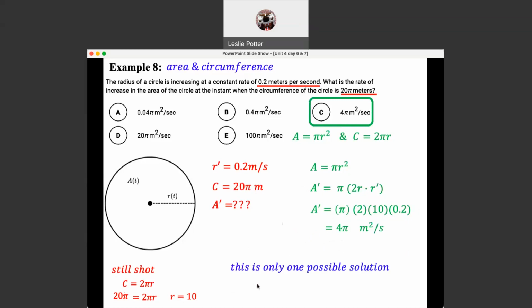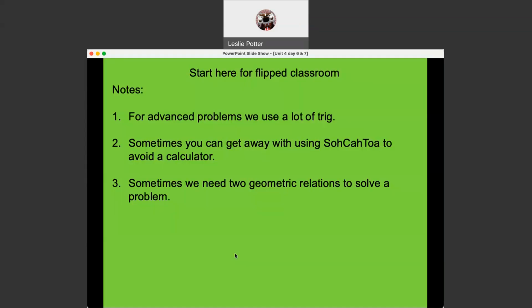Okay. So this is only one possible way to work this problem. Like I said, there are other ways, where we can combine A as a function of C and differentiate that. There's a lot of options there, and we can discuss those options when we get in the classroom after we do the takeaways, if you'd like to.